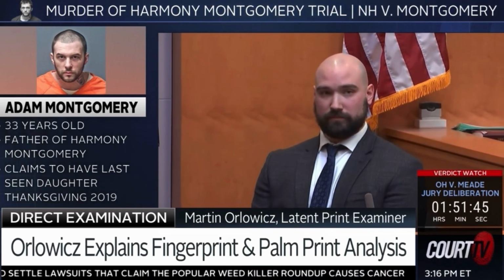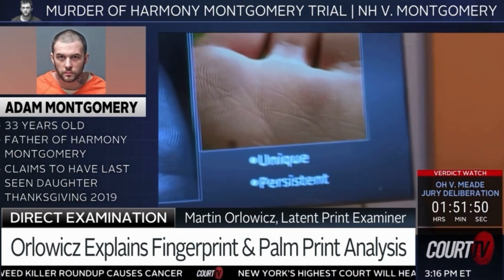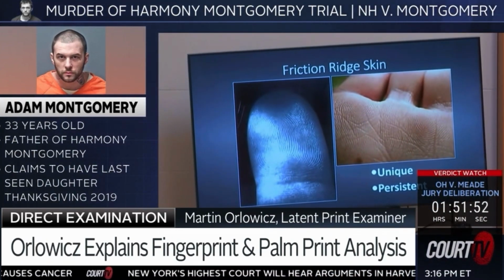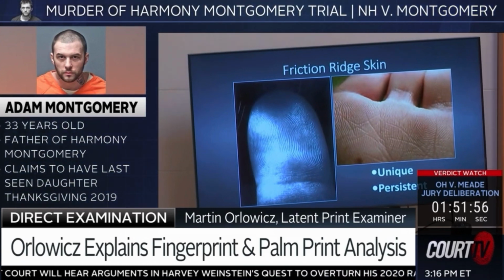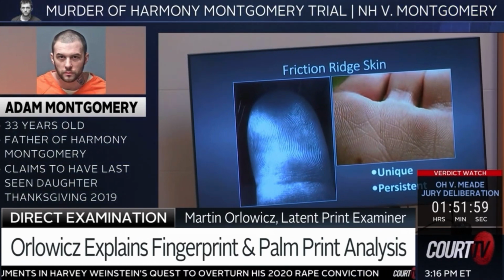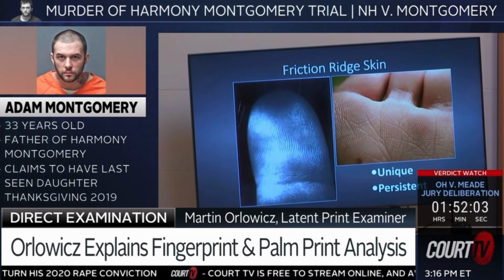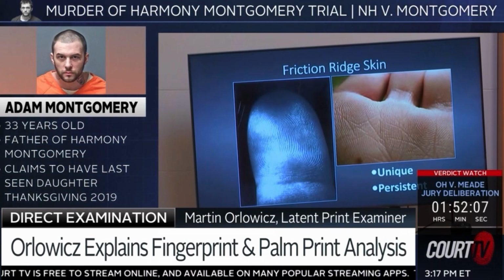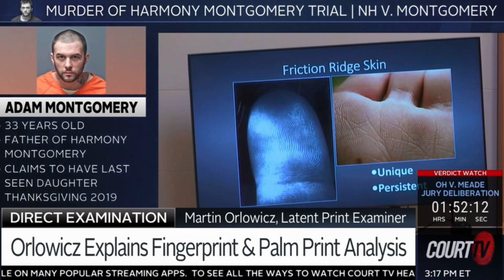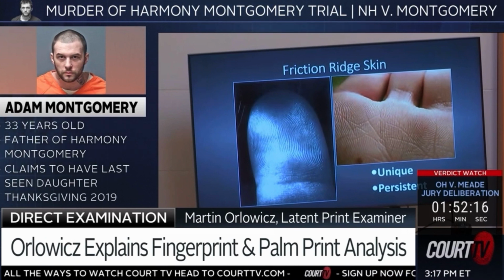And the images that are depicted on the screen there, what do they depict? These two images, the image on the left shows a fingerprint, specifically the distal phalange of a finger, the one furthest from the palm. It's showing the friction-ridged skin present on that. And then the photo on the right is showing a palm print, or a portion of the palm print. This portion of the palm is called the interdigital palm. It's just underneath where the fingers meet the palm, and it's showing the friction-ridged skin there.